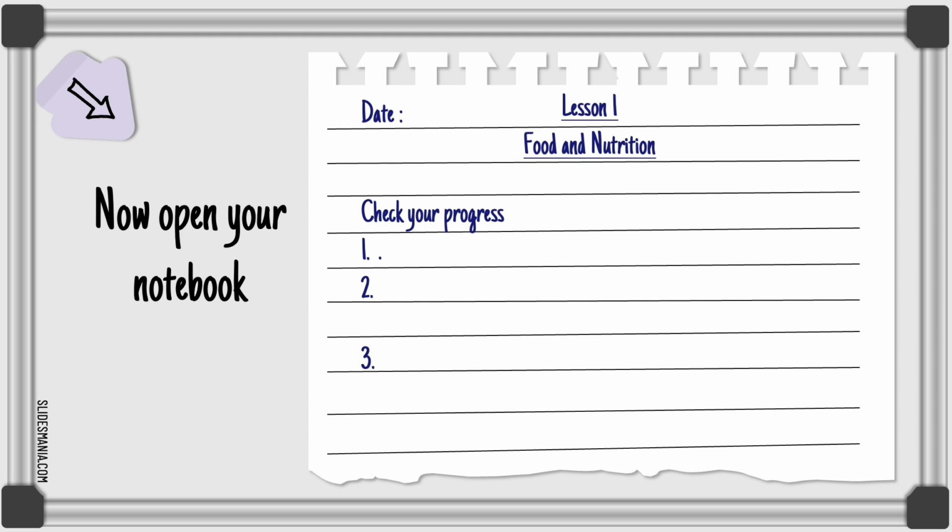Open your notebook and write down as I have written here the date on the top, the topic Lesson 1 and Nutrition, and below you will write the heading Check Your Progress. Now we are going to do Check Your Progress from your Pupil's Book. We have 3 questions over there and we will do it.